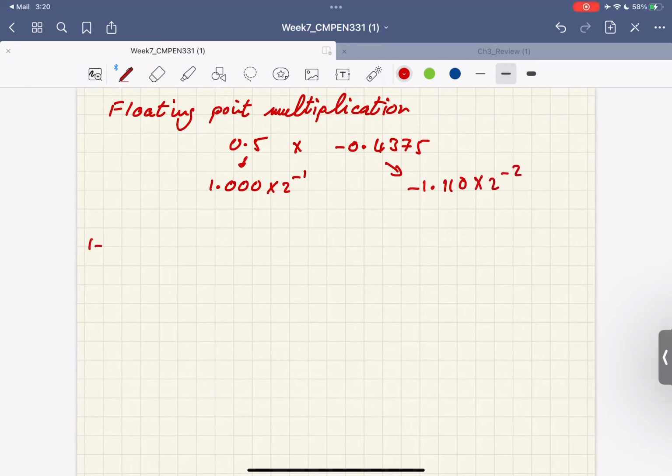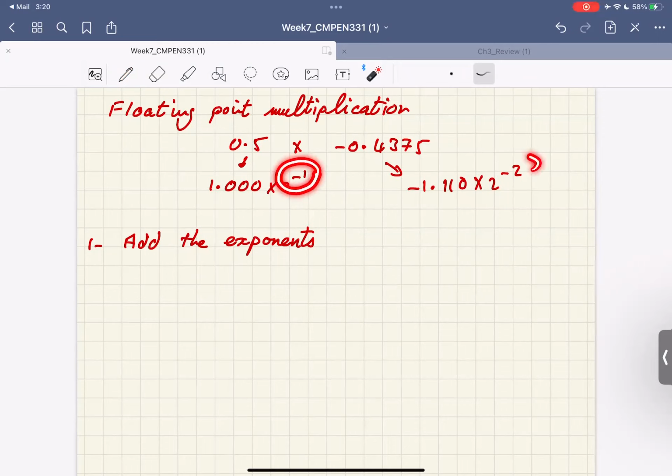The very first step is to add the exponents. So here I have the exponents -1 and -2. So basically I would like to add -1 plus -2, which will give us -3.